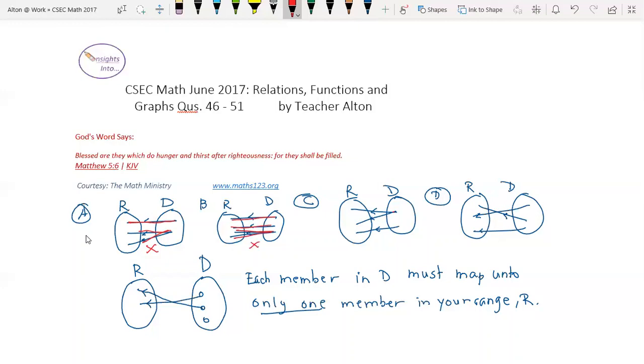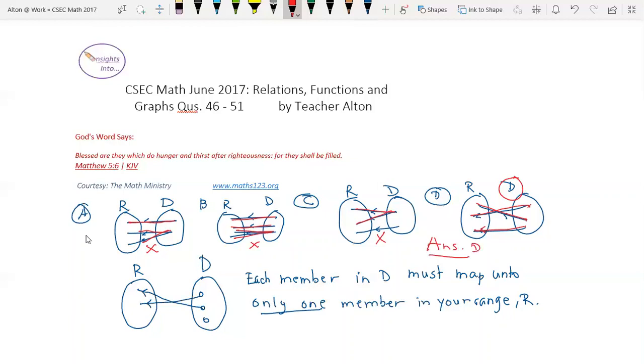Similarly here, this member here is mapped onto 2. No, not supposed to happen. It must only map onto 1. So this is not a function. But this one clearly satisfies the definition where each member in your domain, these are your members here, is only mapped onto 1 and only one member in your what? In your range. So your answer will be answer D.